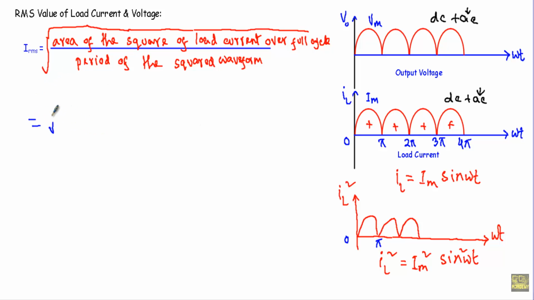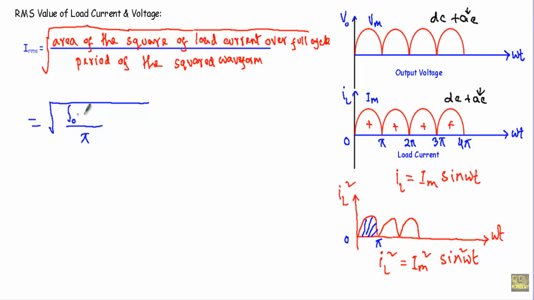So I will calculate the RMS value by using this formula. The period of the square waveform is equal to pi, and we take the area under the square of the load current over the full cycle. See, this is our full cycle. I have to calculate the area over this 0 to pi interval, and here the equation of iL square is equal to Im square sin omega t. So I will calculate the area by integrating this within the 0 to pi interval.